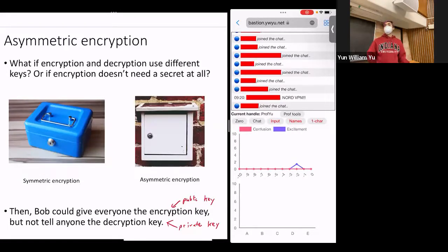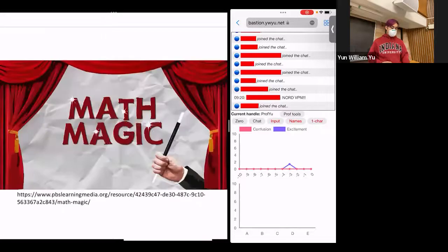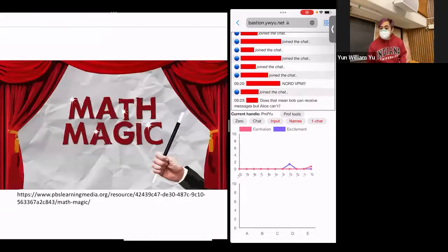So Bob could tell Alice the public key, and that's fine. And it's fine if Eve overhears the public key because that means Eve will be able to encrypt. But if Bob just never tells anyone the private key, the decryption key, then no one else can decrypt, even though Eve hears everything Bob has said to Alice. And that is basically the crux of public key encryption: there's some magical way of coming up with this. Does that mean Bob can receive messages, but Alice can't? Yes, that is exactly what it means. So Bob can receive messages anyone sends to Bob, and only Bob can decrypt them.